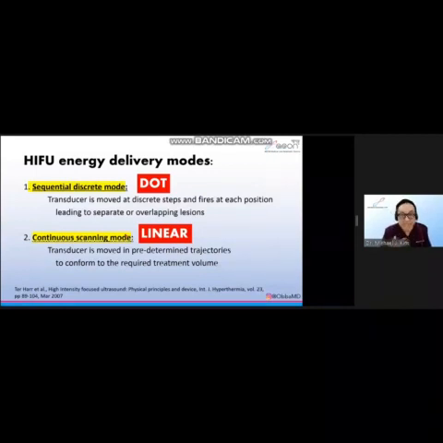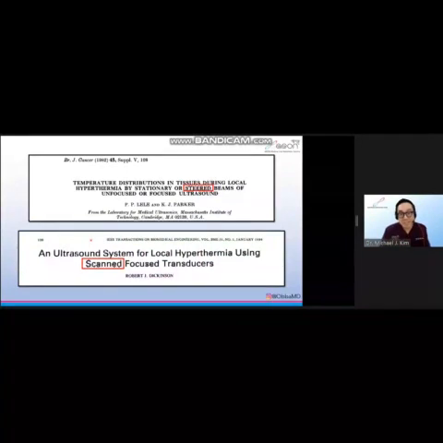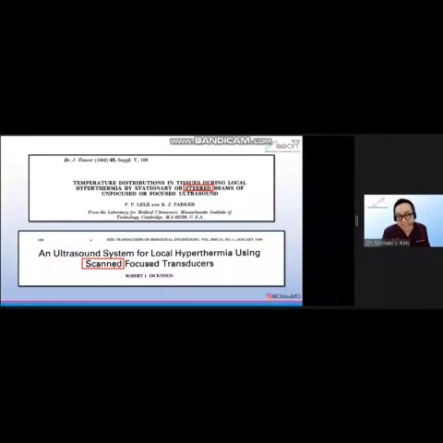For myself, I did not even know there was this type of scanning HIFU energy, and I also thought that it was a very recent development, but doing some studying, as you can see here, even in the early 1980s, there were papers on this type of linear ultrasound energy.